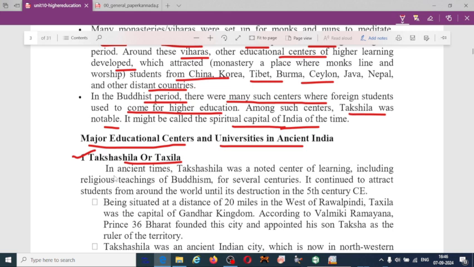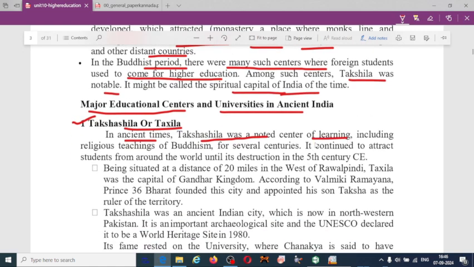Taxila, also the name has been given. In ancient times, Takshashila was a noted center of learning, including religious teachings of Buddhism for several centuries. For many years, Takshashila was the center for learning of Buddhism. It continued to attract students from around the world until its destruction in the 15th century.